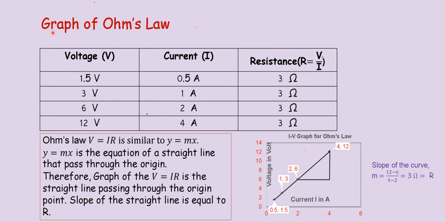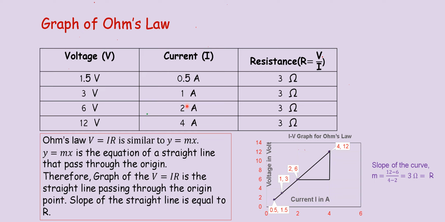Let us now study the graph of Ohm's law. First look at the table. The first column represents voltage, the second column represents current, the third column represents resistance. We have chosen some arbitrary voltages here: 1.5 volt, 3 volt, 6 volt, 12 volt. For 1.5 volt, the current is 0.5 ampere. For 3 volt, current is 1 ampere. For 6 volt, current is 2 ampere. For 12 volt, current is 4 ampere.